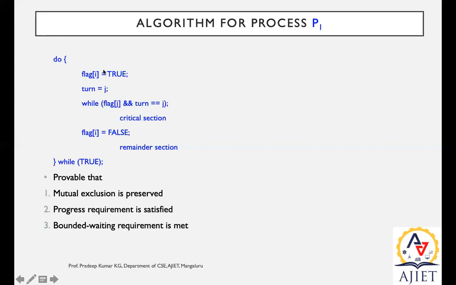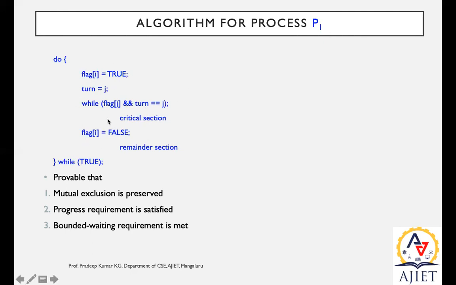Flag of j means that whichever process wants to enter the critical section should have true, that should be ready, and the next turn should be the same process's turn, then it can enter the critical section. Otherwise, if false, it is supposed to move back to the counter, update the counter, and come again. So this is how Peterson's solution works.